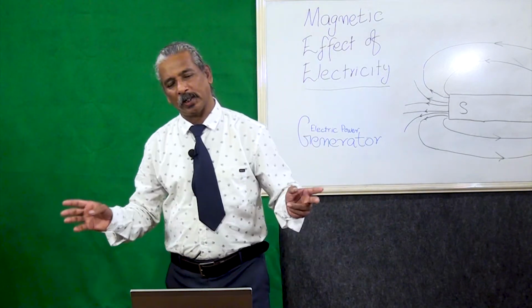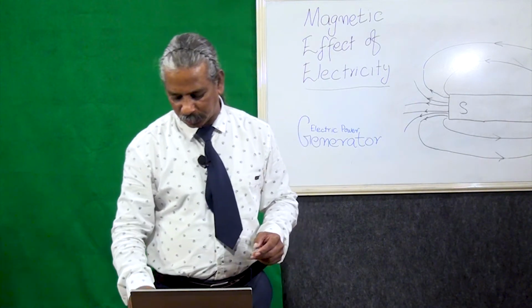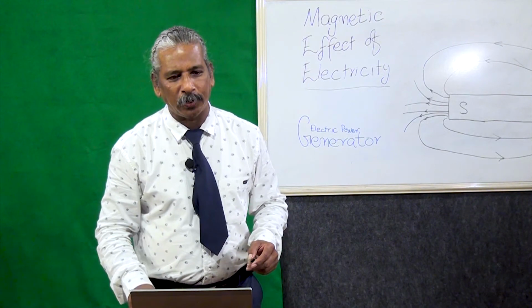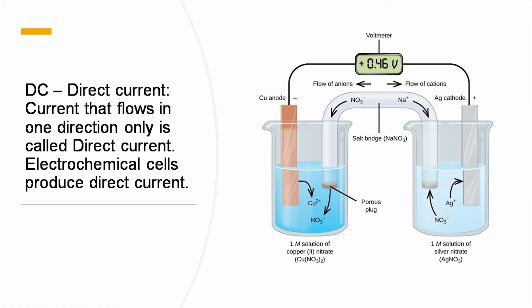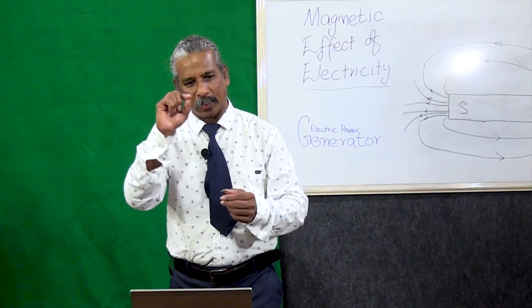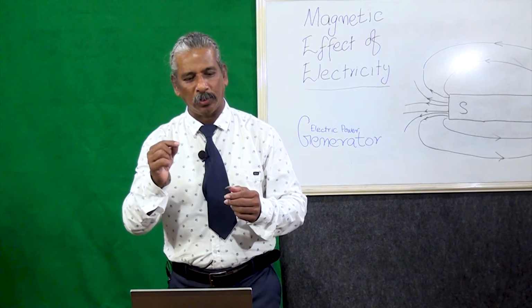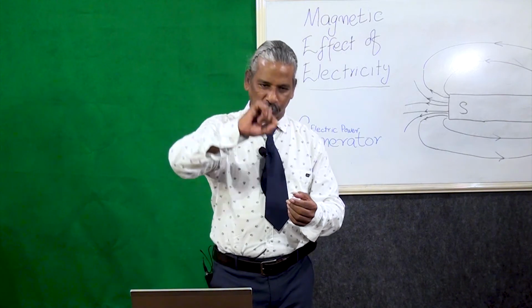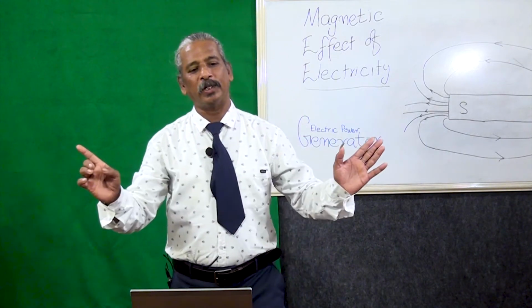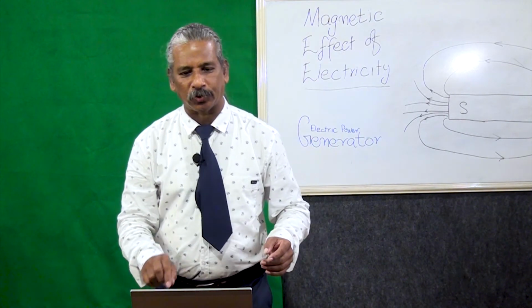In India, most of the generating stations, hydroelectric power generating stations, use this principle. And DC is direct current, current that flows in one single direction. Maybe in electrochemical cells, negative and positive are the same and never change. From the negative end, the electron flows to the positive pole. So that is DC, unidirectional flow.